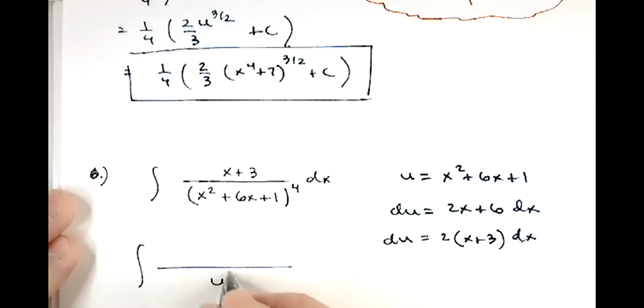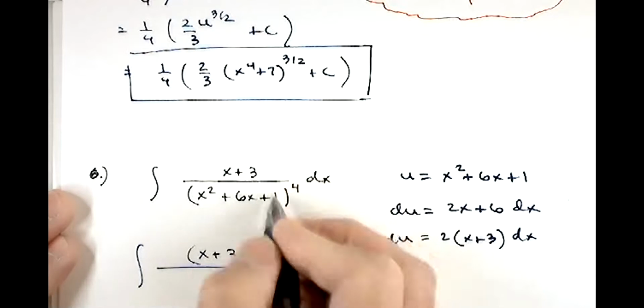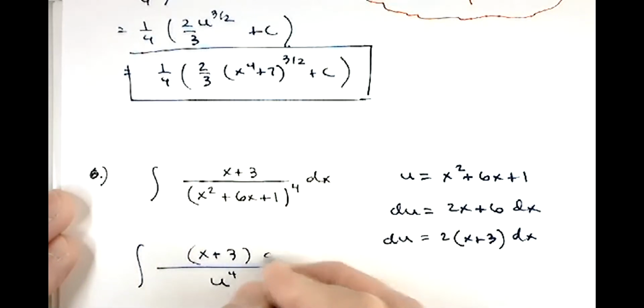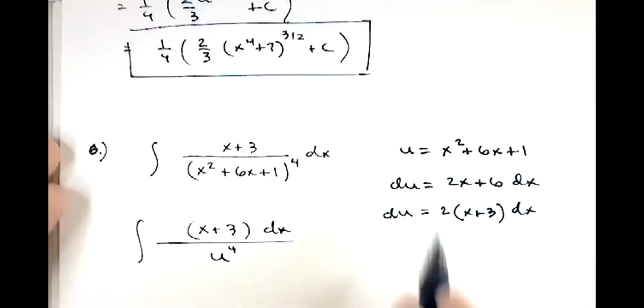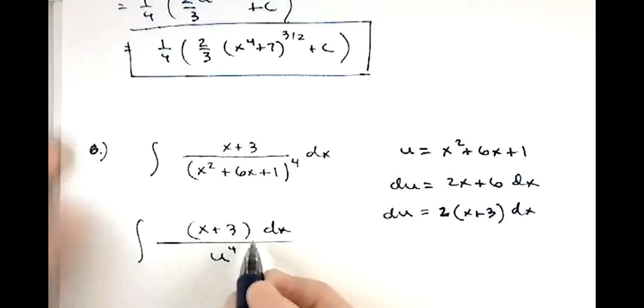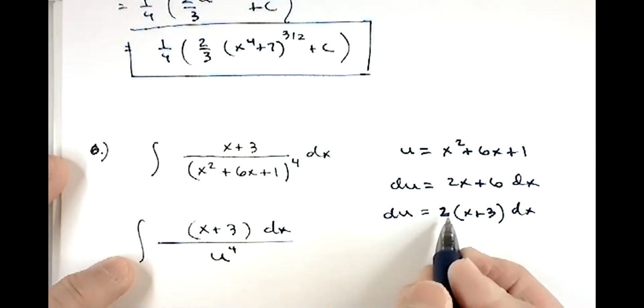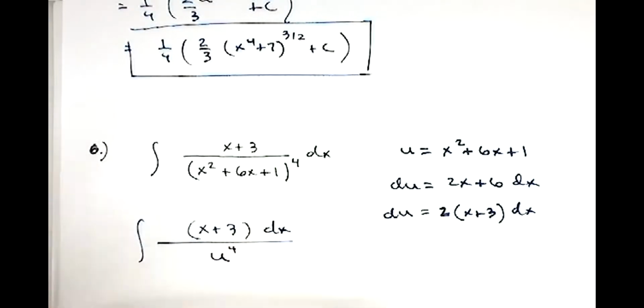So the bottom is already taken care of. That's u to the 4th. I have an x plus 3 here. With fractions, sometimes they put the dx in the middle, but if you had to put it somewhere, it goes in the top, right? And I realized that what I have left over is only x plus 3 dx. I was hoping to see 2 times x plus 3 dx. So what do I need to wish for?